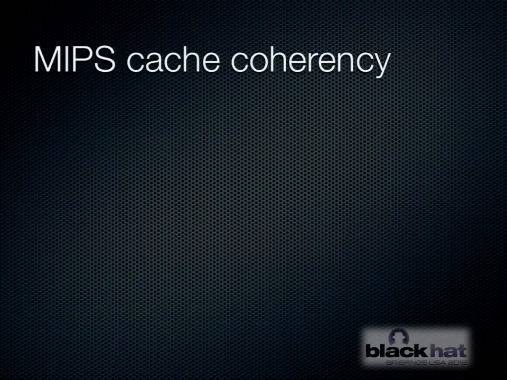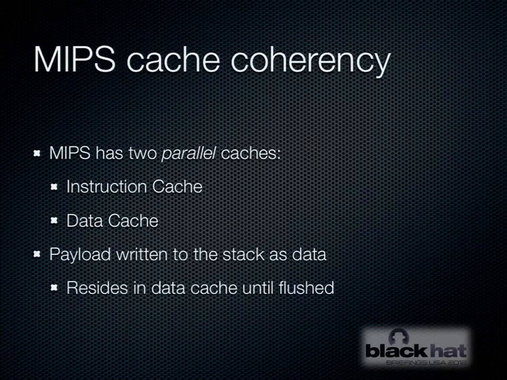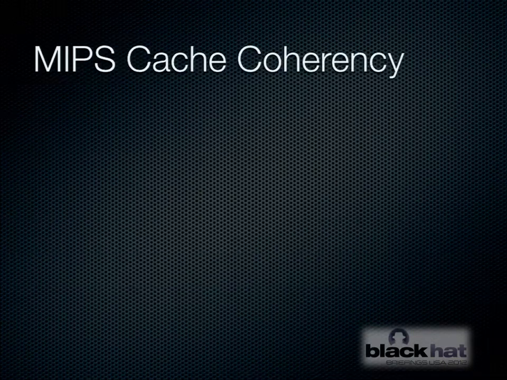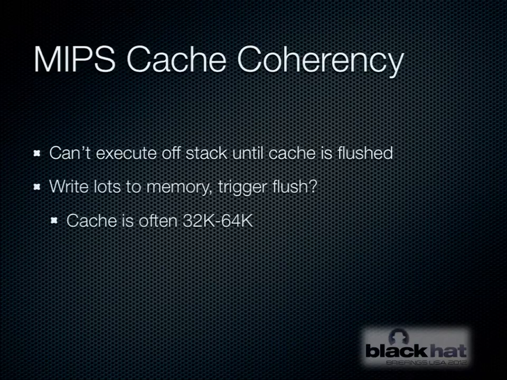All right, MIPS cache coherency is kind of an interesting problem that we have to deal with. MIPS has two parallel caches on the CPU, one for instructions and one for data. Our payload was written to the stack as data, which means it is residing in the data cache and not in main memory until that cache is flushed. And so we can't execute our payload until it gets flushed out to main memory. So how do you flush the cache? Well, you could just do a really big write to the stack and fill up the cache and trigger a flush, but you might not be able to overflow a buffer with that much data.